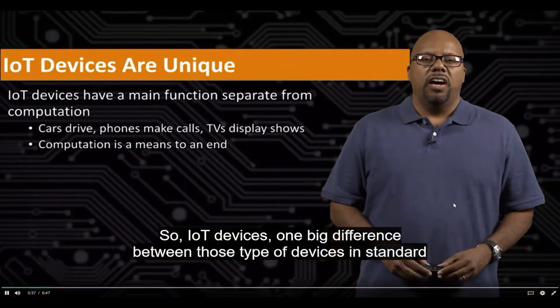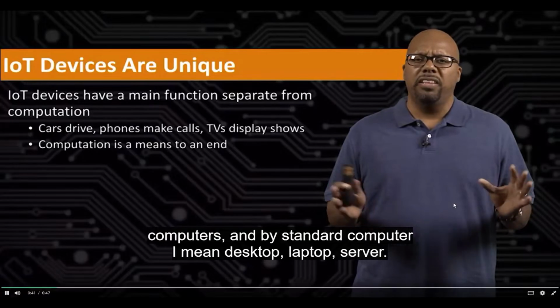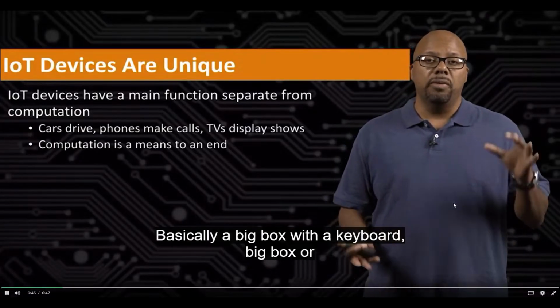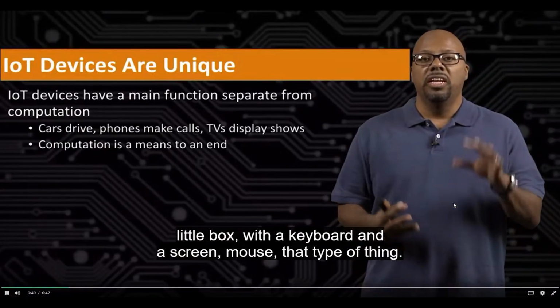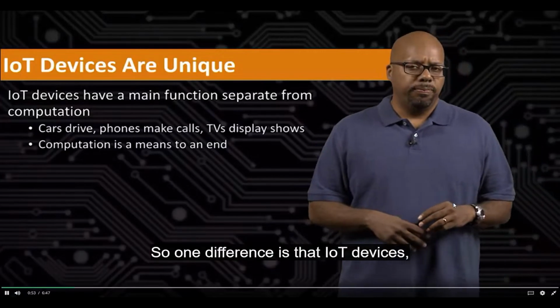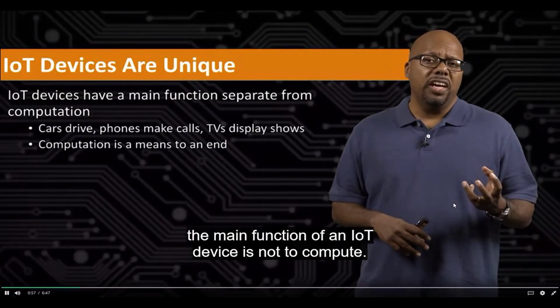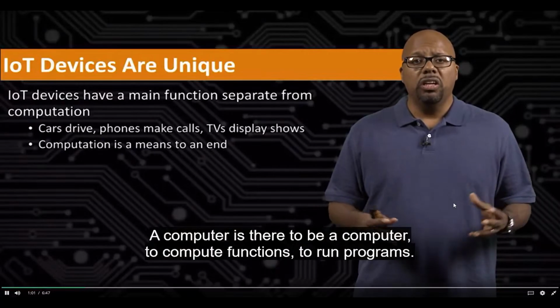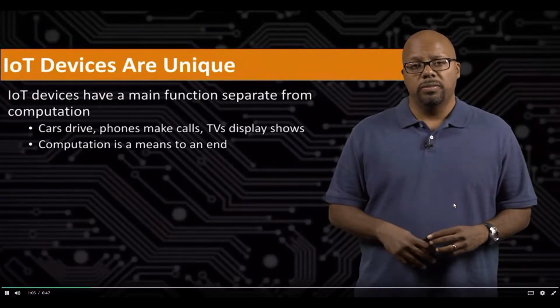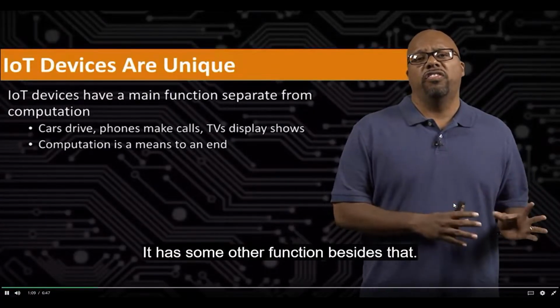So one big difference between IoT devices and standard computers, and by standard computer I mean desktop, laptop, server, basically a big box or a little box with a keyboard and screen, mouse, that type of thing, is that the main function of an IoT device is not to compute, not to be a computer. Right? A computer is there to be a computer, to compute functions, to run programs. But an IoT device, that is not its main point. It has some other function besides that.